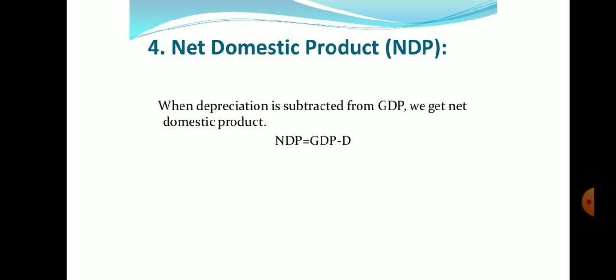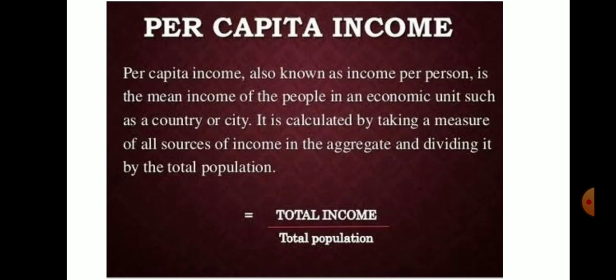The next is net domestic product. Domestic product is all the products that have been produced inside our nation. So when the depreciation is subtracted from GDP, we get the net domestic product.